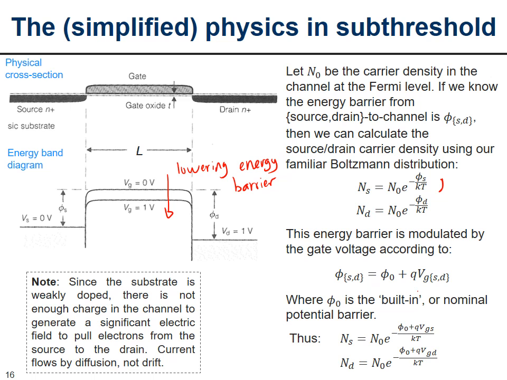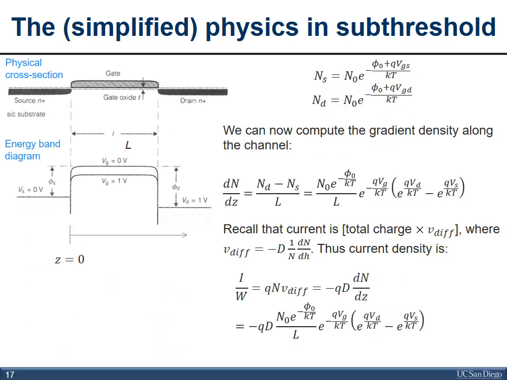We'll call this phi naught plus Q times Vg with respect to either the source or the drain, where phi naught is the built-in or the nominal potential barrier. And so then we can write these expressions down here, which relates the gate to source voltage to the energy or the carrier level at the source terminal, for example.